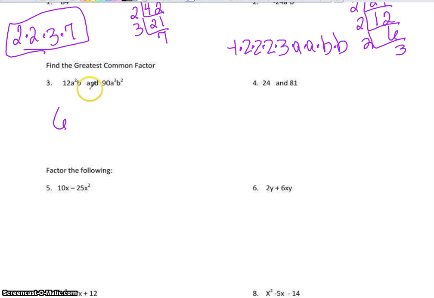For the variables, it has to be in both of the terms, and you use the smallest exponent that it ever had. They both have an a, the smallest exponent was 2. They both have a b, the smallest exponent was 1. So 6a squared b is your answer.